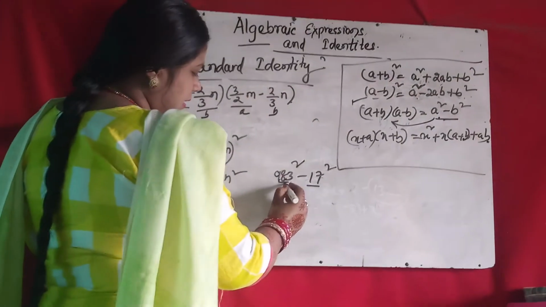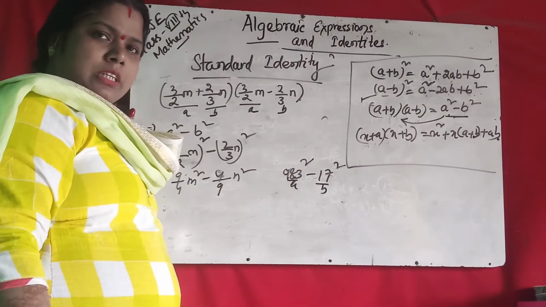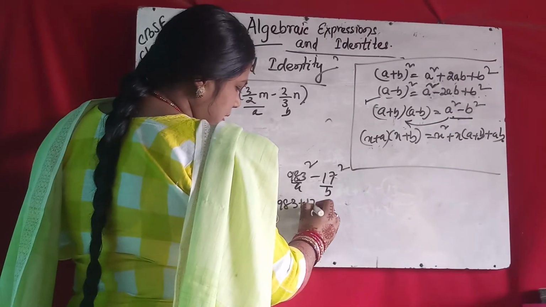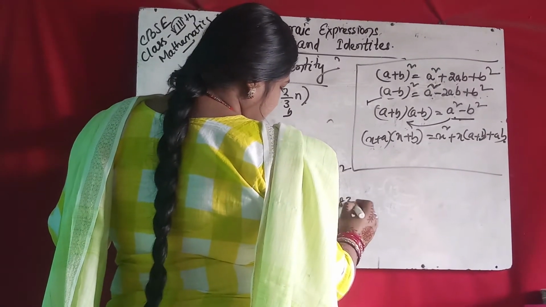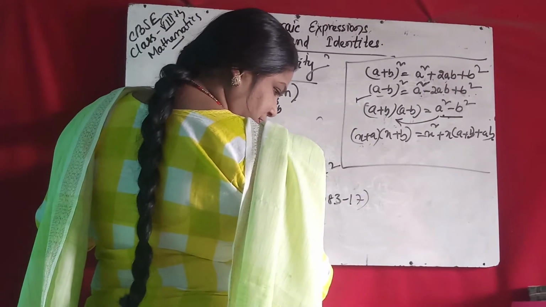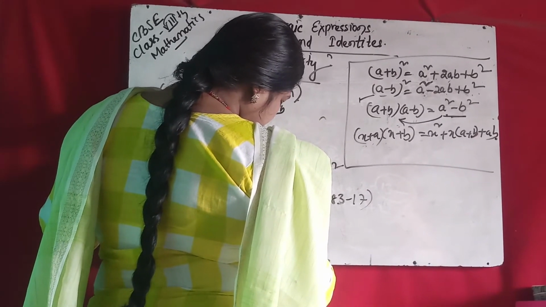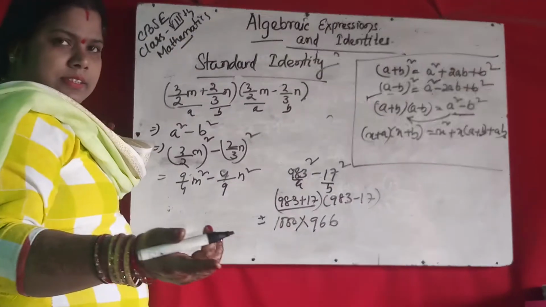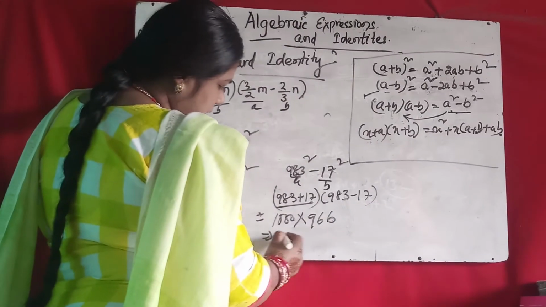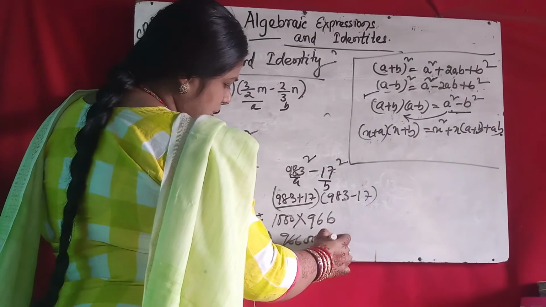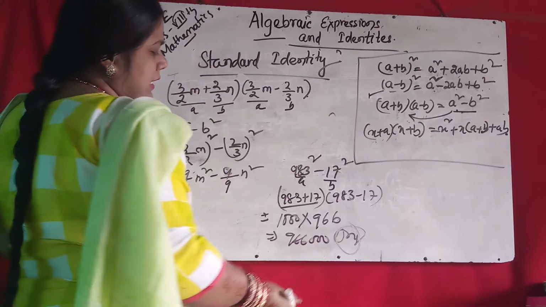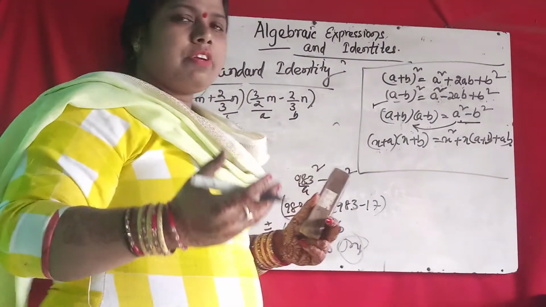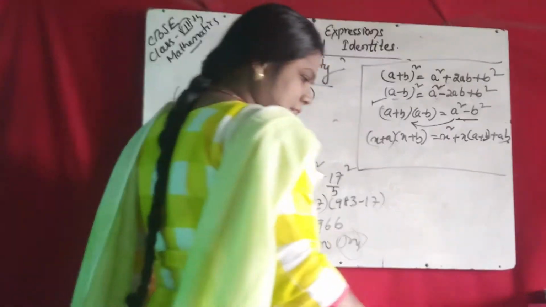So a square minus b square, we know what? (a + b)(a − b). So (983 + 17)(983 − 17). When you add you get 1000 into 966. Now 1000 into 966 means 966000. You got the answer. If you multiply, it will take more time. So there are identities to solve the given problems quickly and intelligently.